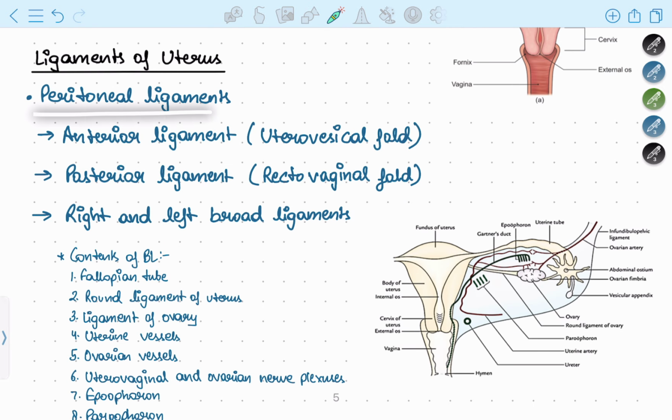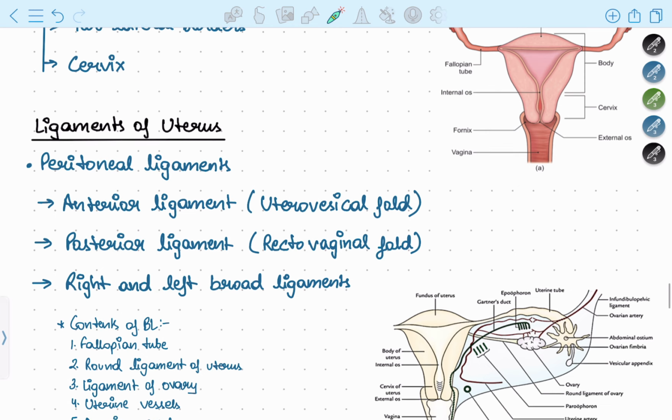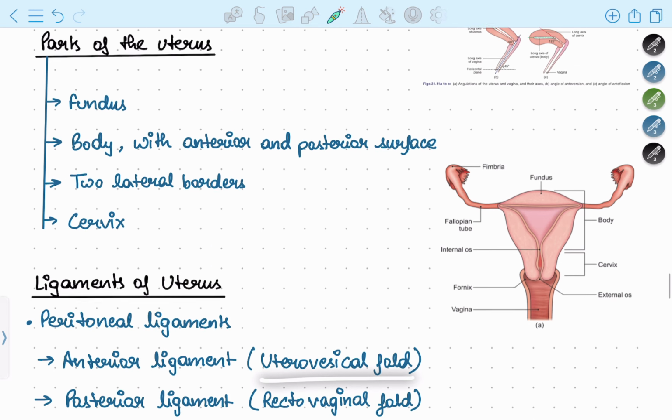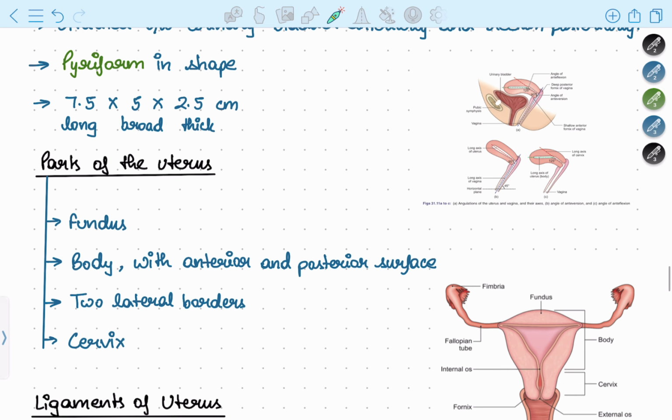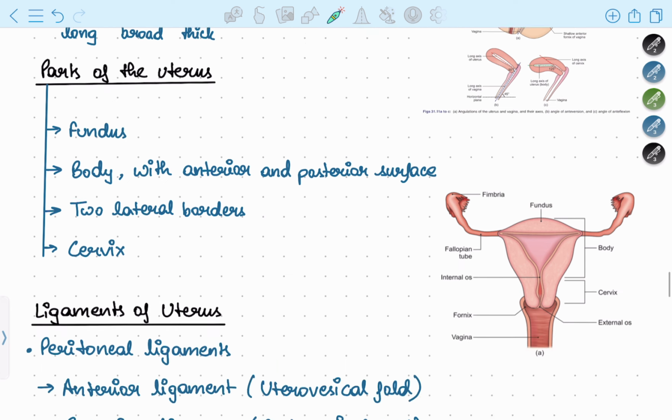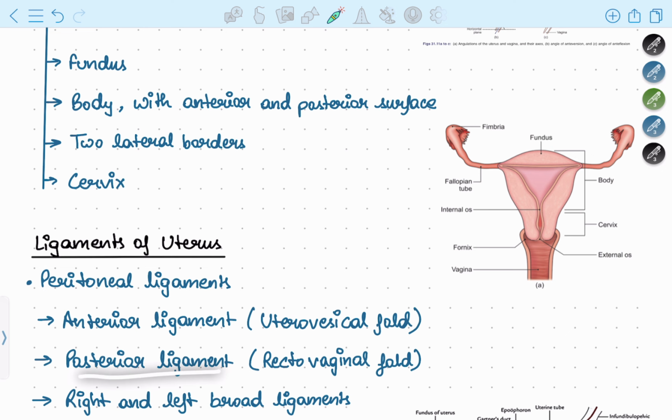The peritoneal ligaments are basically the ligaments which form peritoneal folds around the uterus. So first we have the anterior ligament. Now what is anterior to the uterus? Anterior to the uterus is the urinary bladder, also known as the vesicle. So between the uterus and the urinary bladder we have the uterovesical fold. Then in the posterior ligament, the rectum is there, so it is the rectovaginal fold.